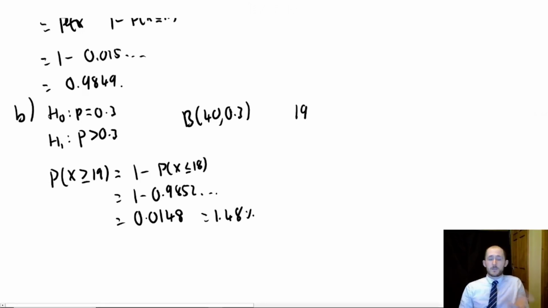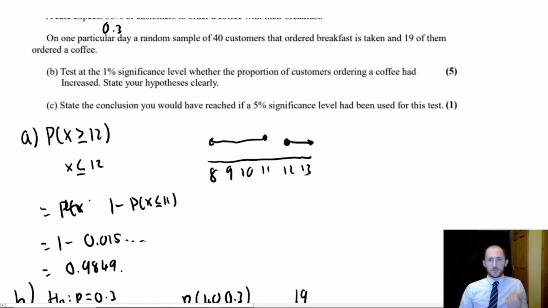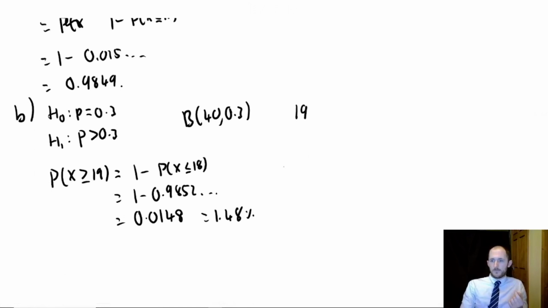Okay, so the question is, what does this mean? Well, if we look at our significance level, which was 1%, 1.48% is bigger than our significance level. So, what we can say from this is, again, what the significance level is, I'll go through it one more time. It's a bit obscure, but it's basically like a threshold.